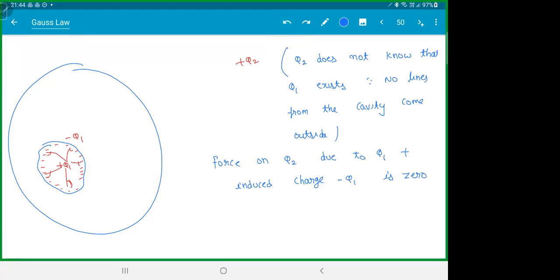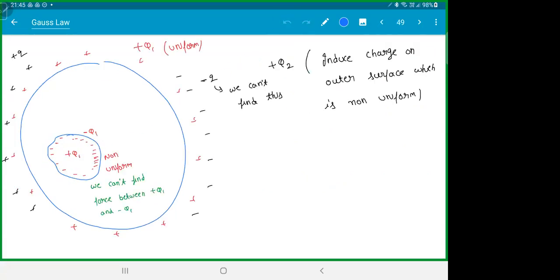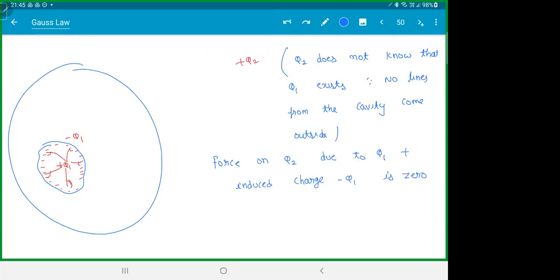Vrinda, is that making sense? Only Q1 is sending field lines, only minus Q1 is attracting, but if you take this together as one system, not a single field line will go till here, isn't it? In the previous question, you took only Q1's field lines. But if you take Q1 and minus Q1 together, you won't get any field lines. Therefore, the force on Q2 will be force due to Q1 plus force due to minus Q1, which is 0.